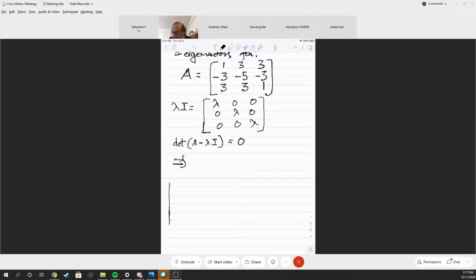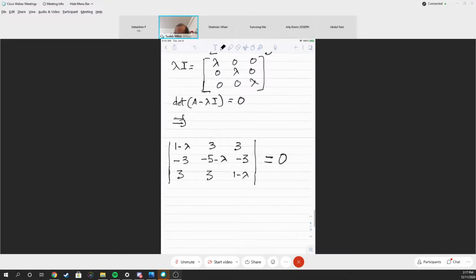Determinant: 1 minus lambda, 3, 3, minus 3, minus 5 minus lambda, minus 3, 3, 3, 1 minus lambda, equals 0.